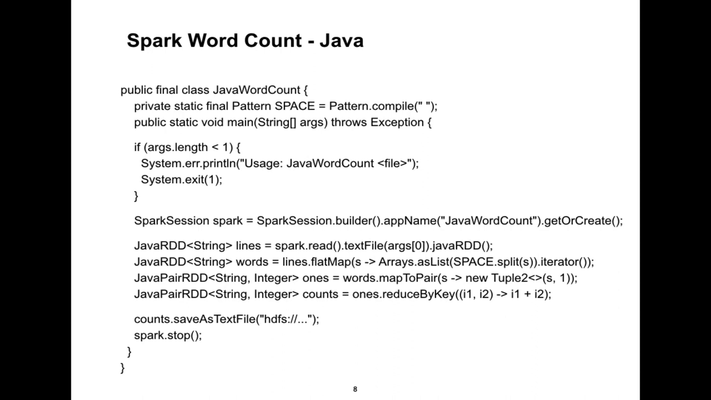And then I can convert it to an RDD to talk about later. And now I'm getting words, and now I'm mapping to pairs. And once I've got the pairs, I can now count them all up, and then I'll put the output. All right.